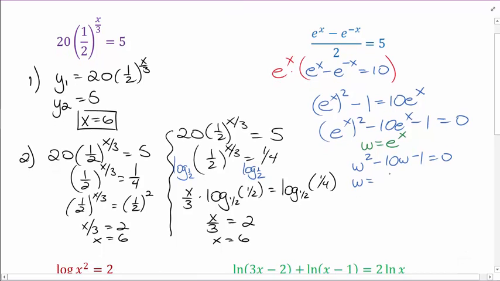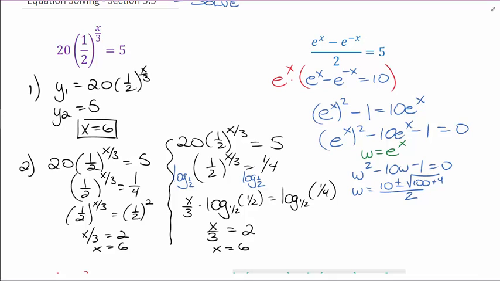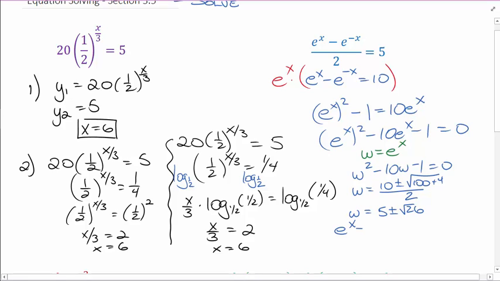W will equal the opposite of 10, plus or minus the square root of 10 squared minus 4 times 1 times negative 1, over 2. That will simplify out to be a w value of 5 plus or minus the square root of 26. We just solved for w, but let's keep in mind that this is actually equivalent to e to the x equals 5 plus the square root of 26, or 5 minus the square root of 26.